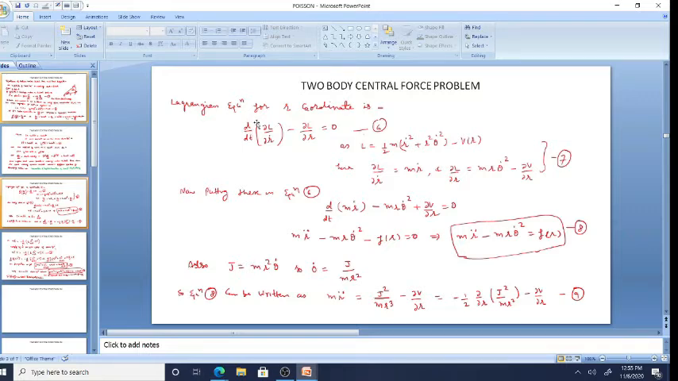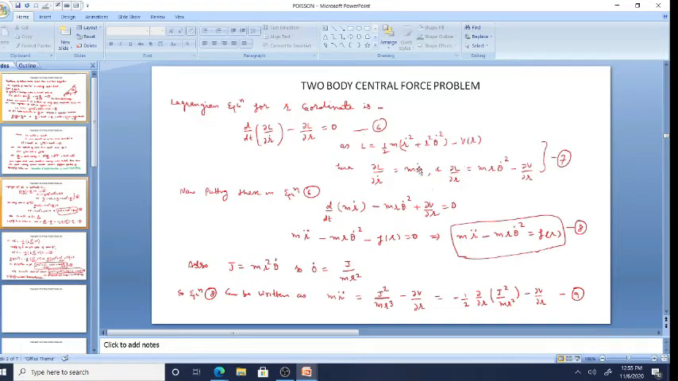It will be equal to d over dt (∂L/∂ṙ) minus ∂L/∂r, equal to 0. Let us say it is equation number 6. And we know that the Lagrangian is equal to 1/2 m (ṙ² + r²θ̇²) minus V(r). So here we can find the value of ∂L/∂ṙ and ∂L/∂r.